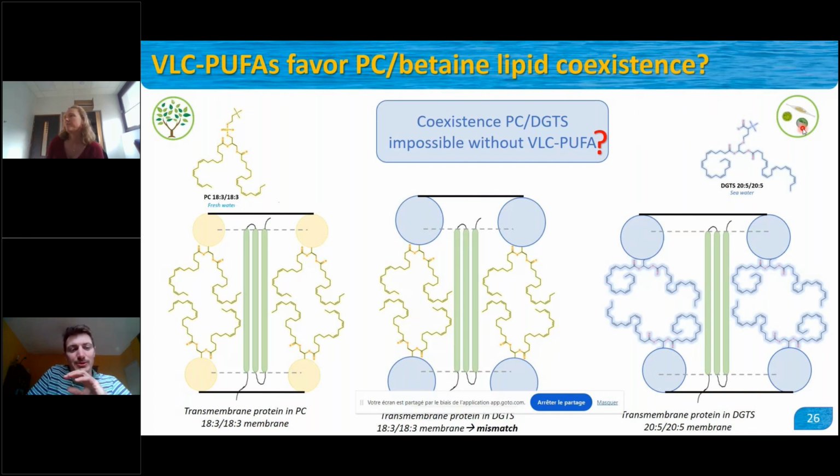I'm a very naive person in lipids, but can you have more than 3 unsaturations in, for example, PC 18, or is it the maximum? You can have up to 18:5. It exists in some species. Ostreococcus has 18:5, but it's really specific to some algae.